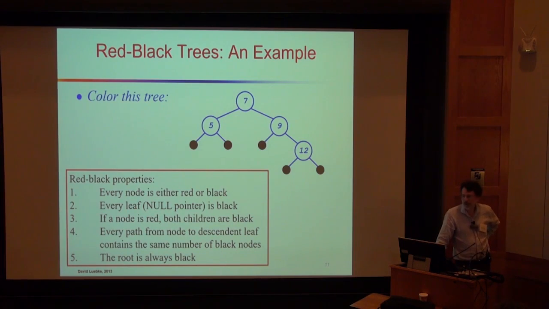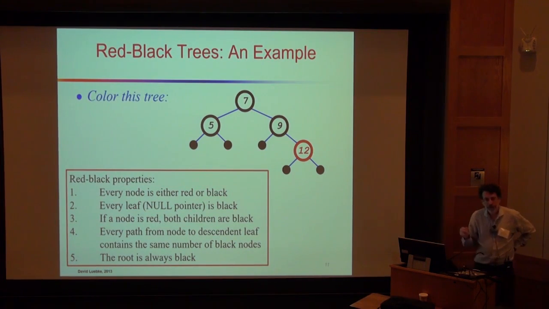Tree to satisfy all the properties? Well, actually, here's a way to do it. The leaves are black. These nodes are black. This node is red. It satisfies all the properties. That was easy.